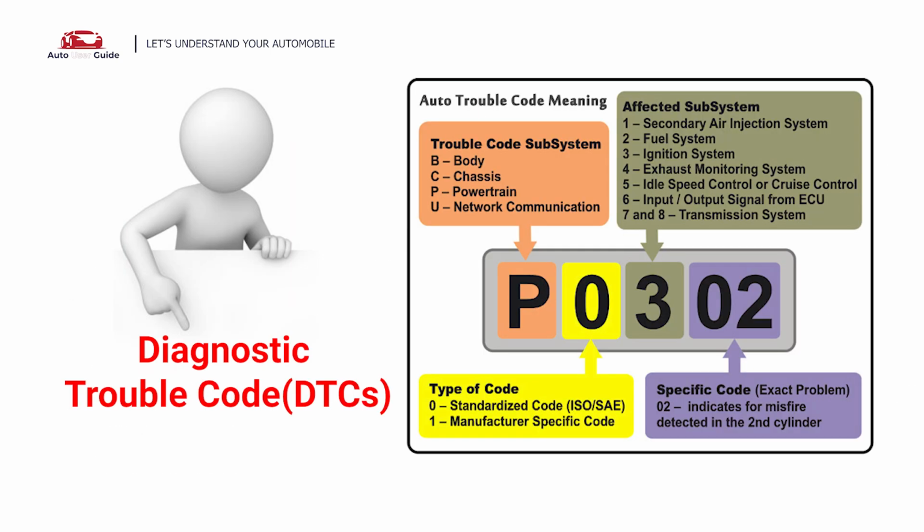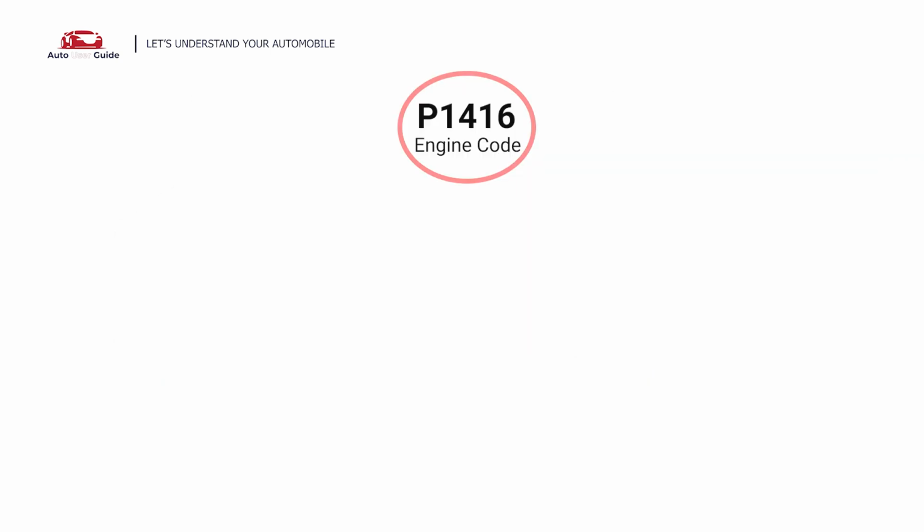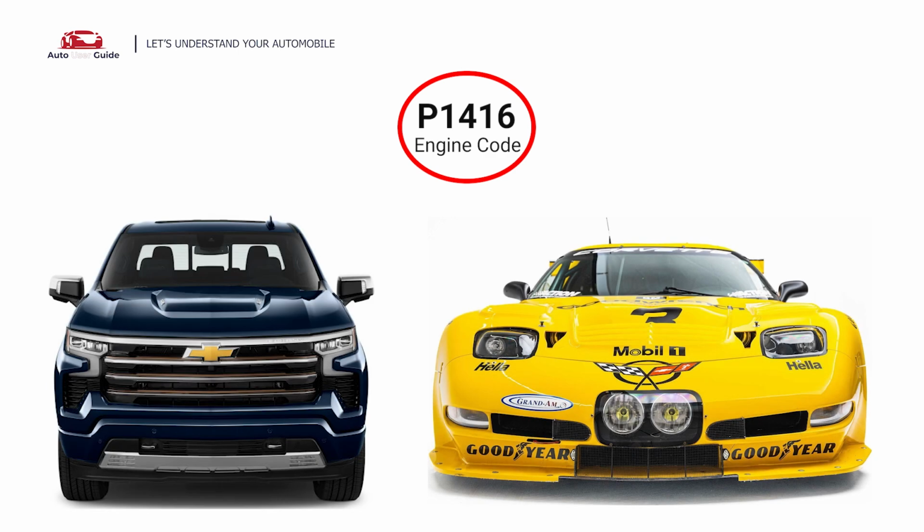Each DTC code corresponds to a specific issue in your vehicle. This error code occurs in any OBD2-equipped vehicles, especially those manufactured since 1996. It is commonly found in Chevrolet Silverado 1500 and Corvette C5 models.